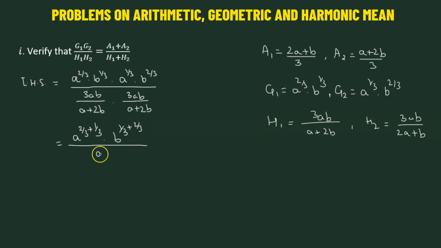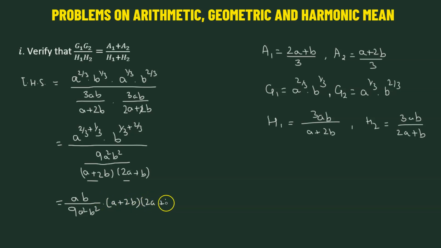Whole divided by, we have 3ab times 3ab, so that's 9a squared b squared, and then whole divided by, so this is 2a plus b, so we have a plus 2b multiplied to 2a plus b. Fine, so that's going to give us ab in the numerator divided by 9a squared b squared, and these two expressions will go into the numerator. So we have a plus 2b multiplied to 2a plus b.